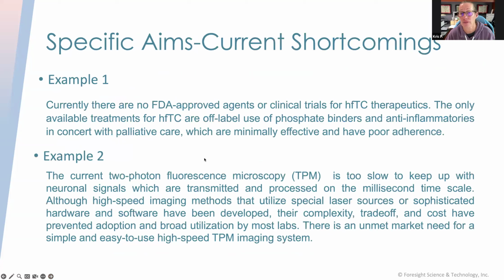So in this one, there are currently no FDA-approved agents or clinical trials for this disease. So clearly there's a need. And then the second one talks about how there is a current solution, but it's too slow to keep up with the neurosignals. So there are problems involved with it. And there's an unmet market need for a simple and easy to use high-speed TMP imaging system. I changed the technology on all of this stuff, so scientifically, none of it will make sense. And I'm not a scientist, so sometimes it doesn't make sense to me anyway. But the idea is that you can see the structure of the language.